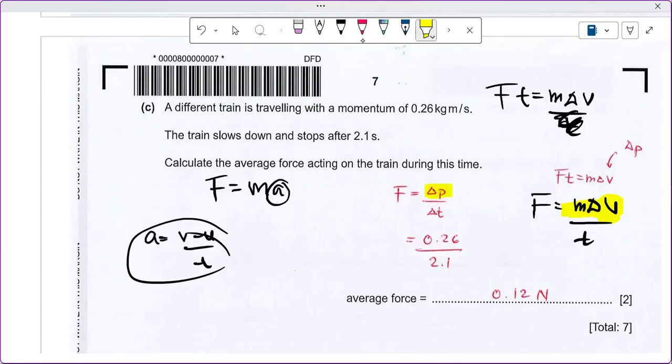So here they're asking you, a different train is traveling with a momentum, that's the change in momentum, delta p. The train slows down and stops after 2.1 seconds. Calculate the average force. Now I have the momentum and I have the time. I can't use F equals ma because I don't know what the acceleration is. So definitely I can just use this formula where I have the change in momentum already and the time. I divide that, then I get my answer. 1 mark for the correct answer, 1 mark for the unit. So it's very, very important. And again, give the correct answer to two significant figures unless stated otherwise.